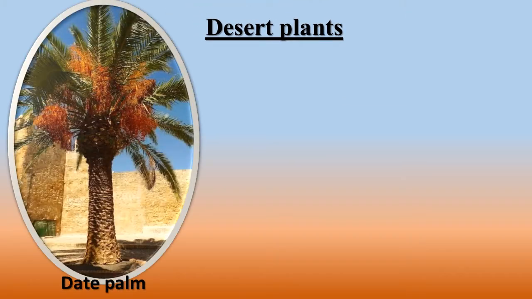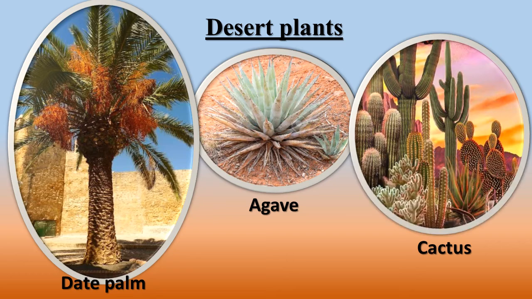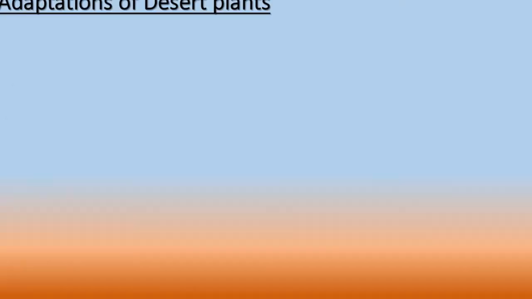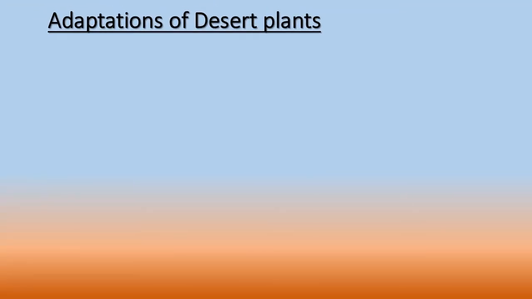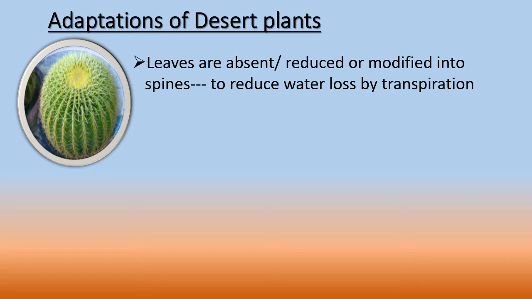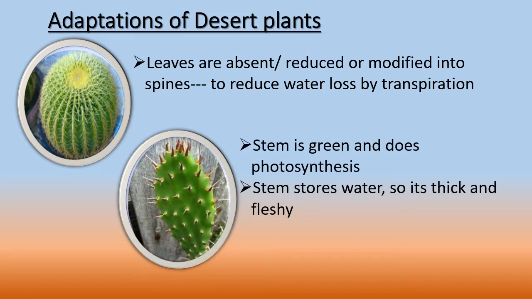Desert plants. The common plants which are found are the date palm, agave, and cactuses of different types. The adaptations of the desert plant: the leaves are absent, or they are reduced or modified into spines or thorns to reduce the water loss by transpiration. The stem is green in color and helps the plant to do photosynthesis. Photosynthesis means preparation of food. The stem stores water, so it is very thick and fleshy.